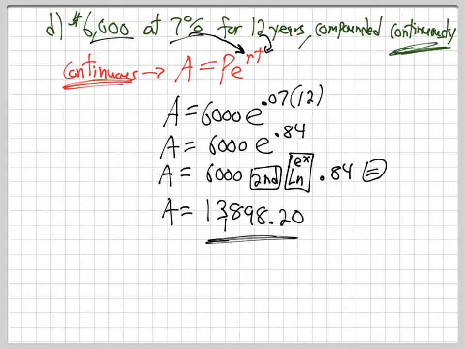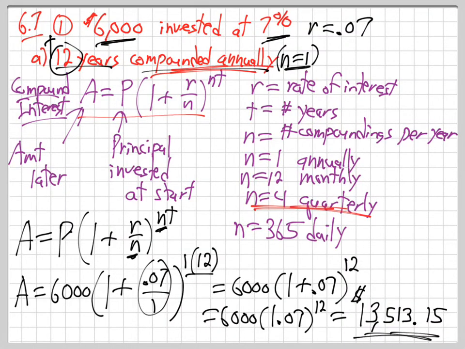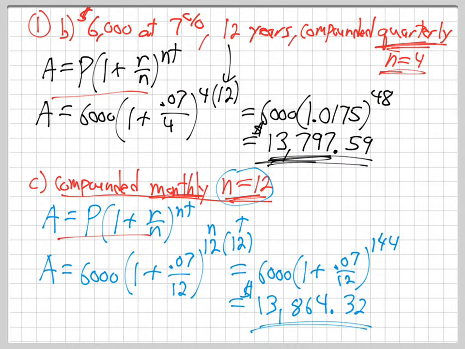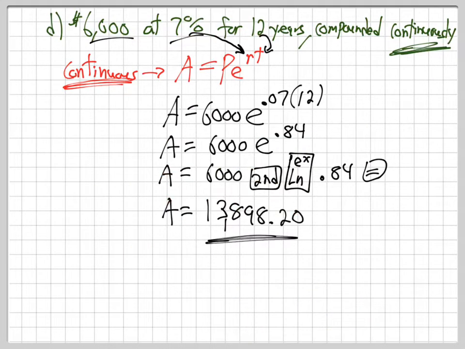So notice how these amounts get a little bit larger. Each one's a little bigger than the last one, right? The answer to A was 13,513, and then 13,797, then 13,864, and now 13,000, almost 900. It got a little bit bigger the more frequently we compound the money. We started by paying interest on the money we have invested only once a year, annually. Then Part B went to quarterly, 4 times a year. Part C went to monthly, 12 times a year. And now Part D is continuously. That's the most frequent you can compound. That gives us the most money.